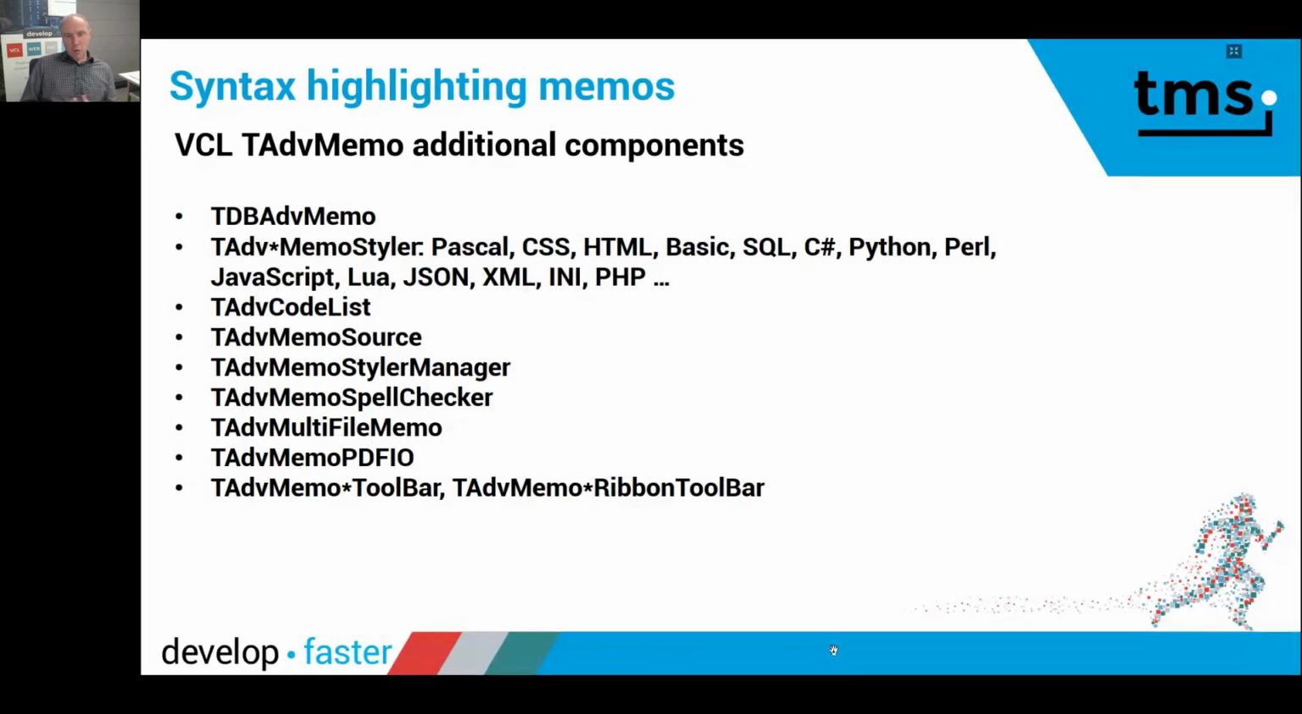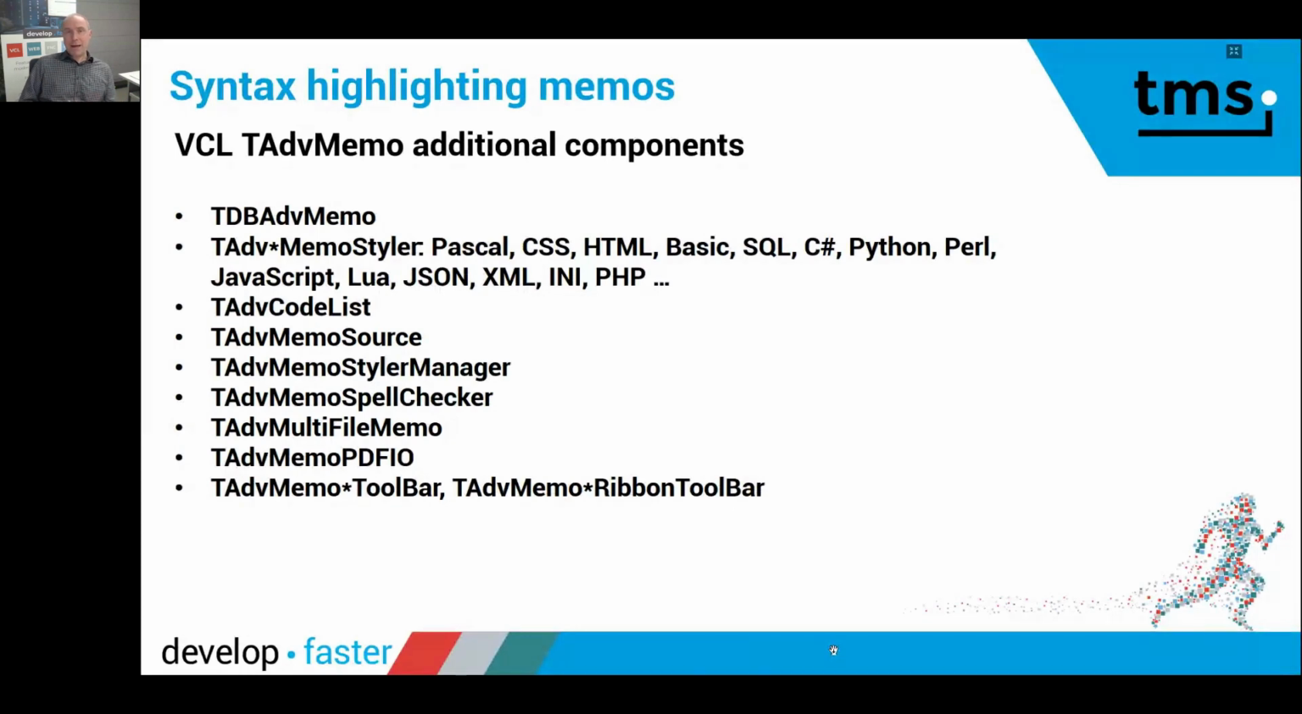The multi-file memo is a component that allows you to edit multiple sources at the same time in a paged control. And it offers this in a way that you have to write virtually no code. Whereas if you use the memo source or multiple memo sources with one ADV memo, you still have to write the code to switch the memo and bring the proper tabs in place, etc. The multi-file memo control does that all for you.